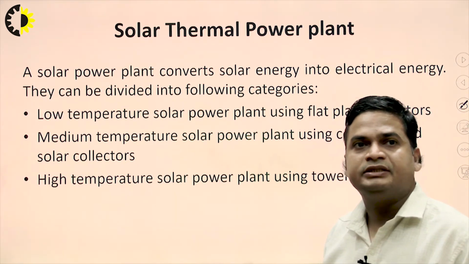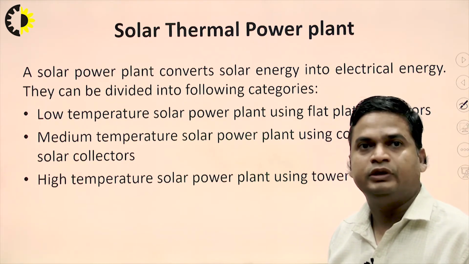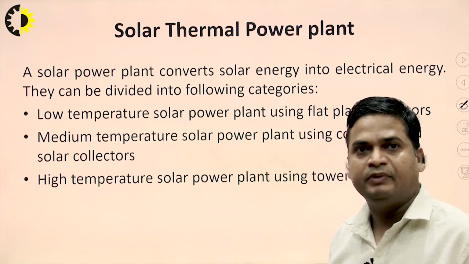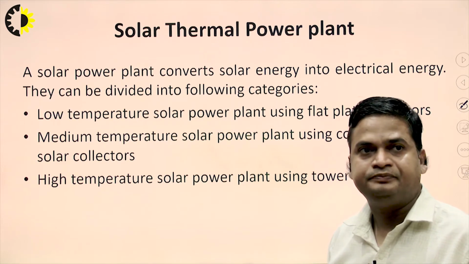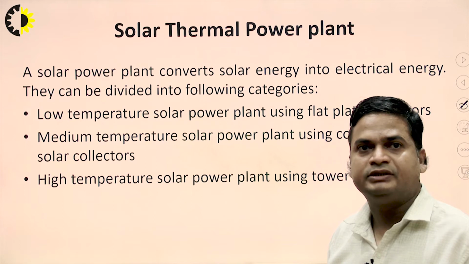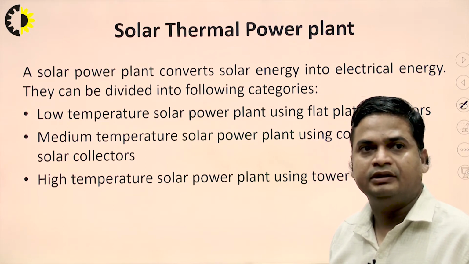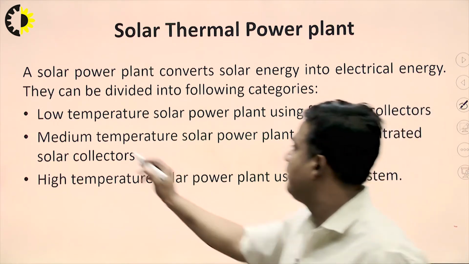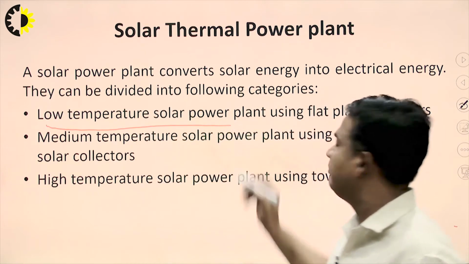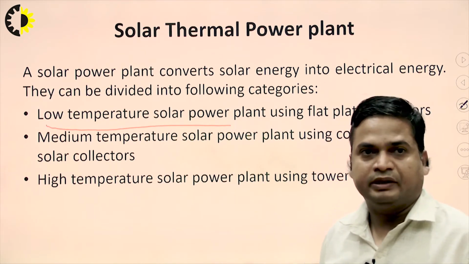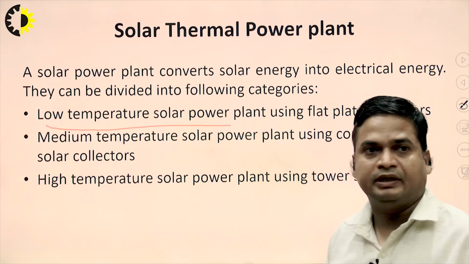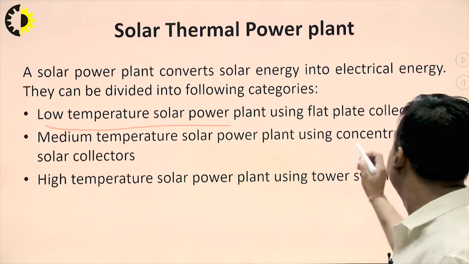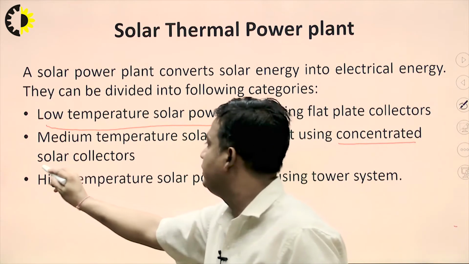Now next is the solar thermal power plant. There are different types of solar thermal power plants as per the requirement and the temperature range we require. A solar power plant converts solar energy into electrical energy. They can be divided into the following categories. Number 1, low temperature solar power plant using flat plate collector. In this we are using a flat plate collector. Then medium temperature solar power plant using concentrated solar collectors.